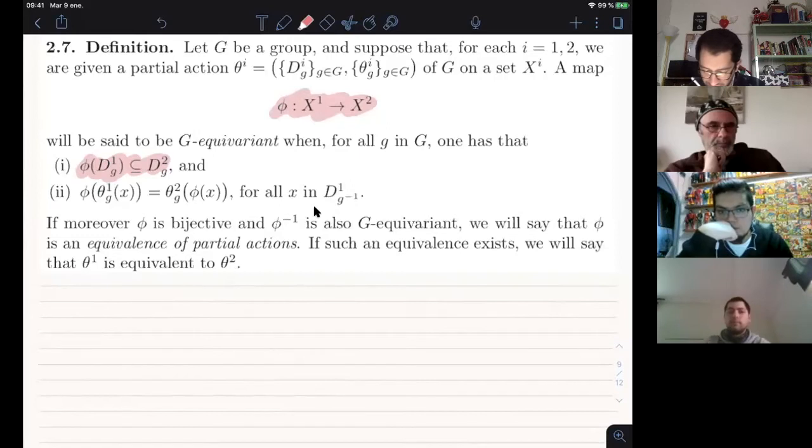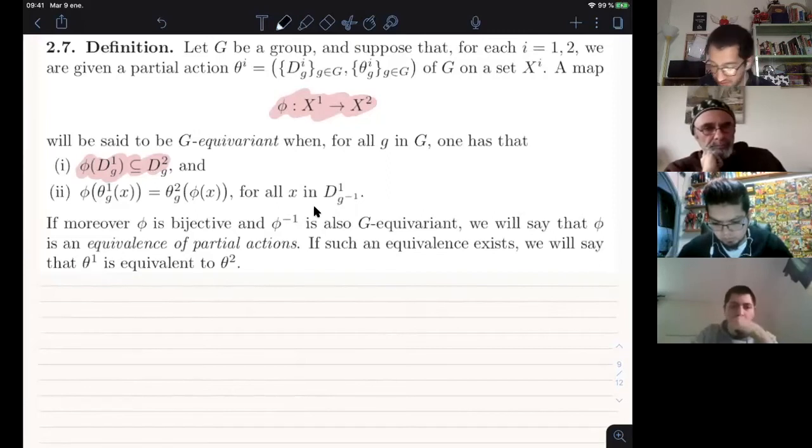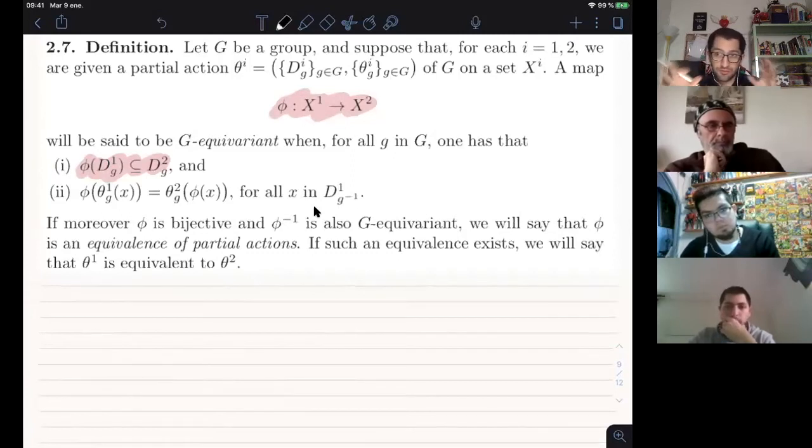Before we get confused by this definition, if we have this function, it is going to be called G equivariant because it moves a partial action inside another partial action. But it does not mean that the 2 partial actions are equivalent. I don't know if you understand me.